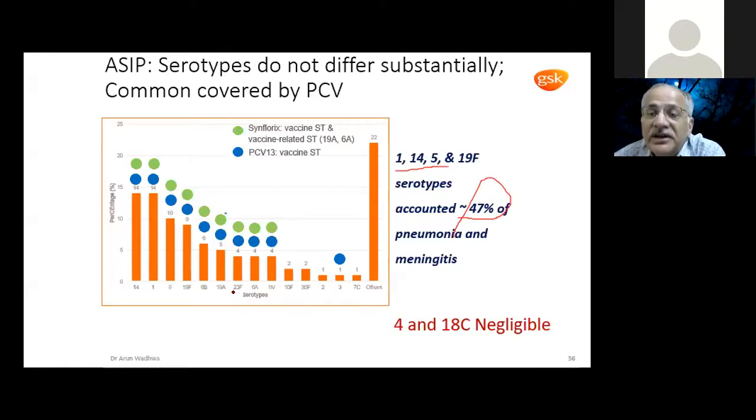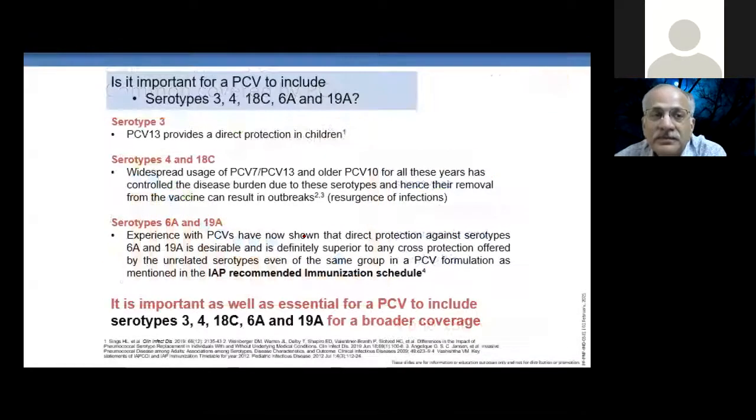Interestingly, another thing in this ACIP study, which was sponsored by GSK, and the GSK vaccine has 4 and 18C in it: this study itself showed that 4 and 18C did not exist at all. It was included in the others. So it was not a major component of the study, and this is an important thing to be known and highlighted. In their own study, the vaccine types 4 and 18C, which were present in their own vaccine, were actually negligible.